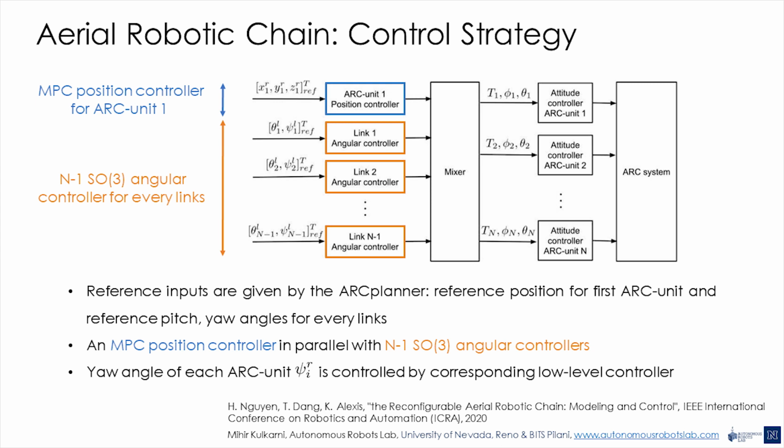To control the shape and 3D position of the ARC system, in this work we use one MPC position controller for the position dynamics of the first ARC unit in parallel with n-1 SO3 angular controllers for the angular dynamics of each inter-ARC unit link. From the output of the position controller and the n-1 angular controllers, we can calculate the desired thrust vector for each ARC unit, which is tracked by a fast, low-level attitude control loop within each unit.